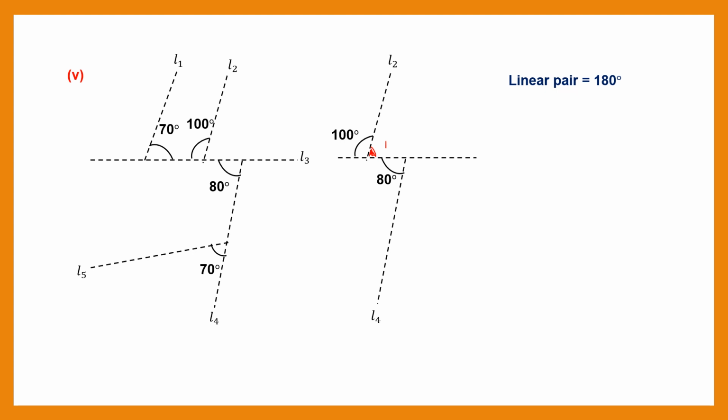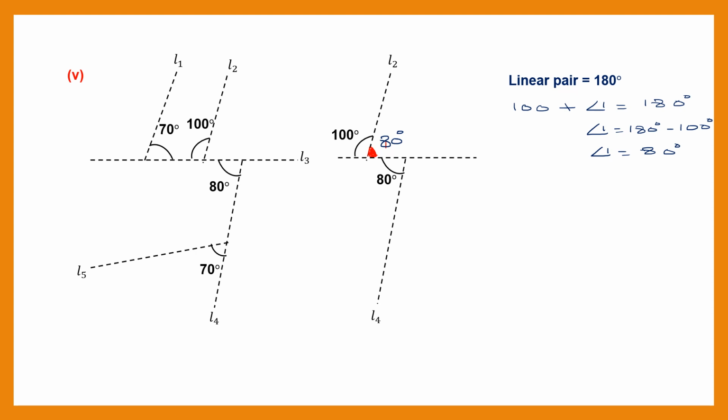So 100 degrees and angle 1 together should give me 180 degrees because these two are a linear pair. They're on the same straight line. They're a linear pair of angles. So let me add that up and see what we get. 100 plus angle 1 should give me 180 degrees. So to find angle 1, I say 180 degrees minus 100 degrees. So 180 minus 100 is 80 degrees. So this is now 80 degrees.